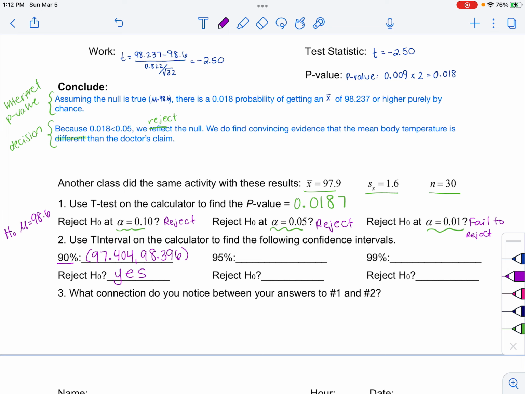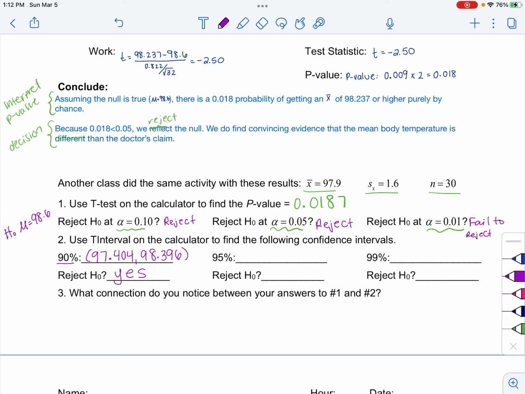Okay, so I want you to see what's happening here. With the confidence interval, you feel confident inside of that interval. So if anything is outside of that interval, I would say it is unlikely to occur. Therefore, in terms of hypothesis testing, I would reject that null.